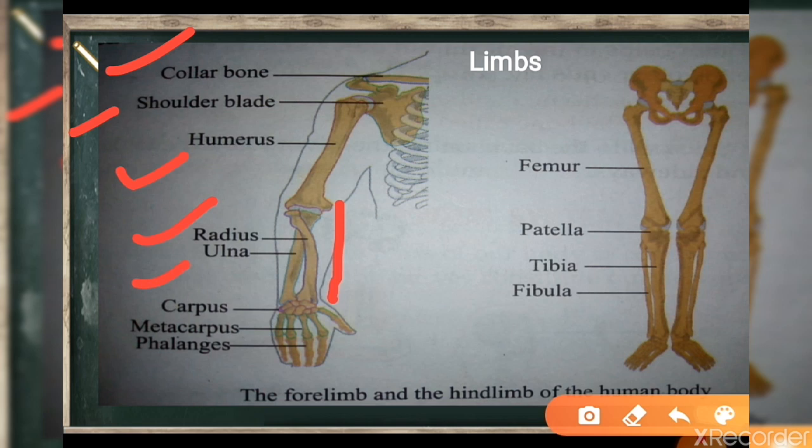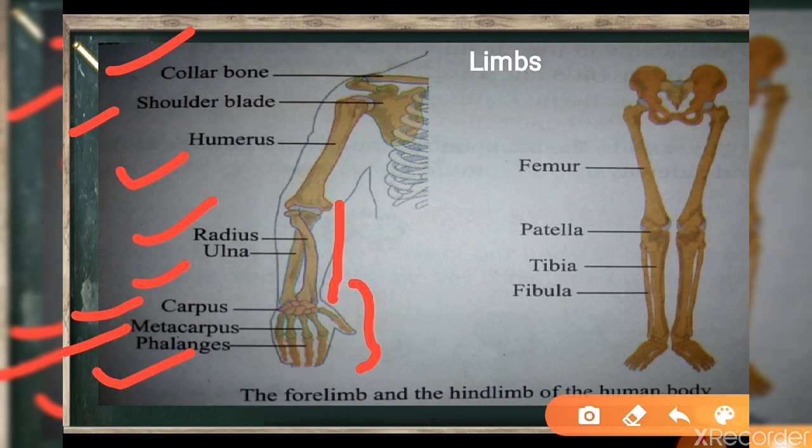Okay, the hind limbs. Let me discuss this finger part also. Your wrist has the carpus. The back part of the fingers is the metacarpus and the main part is the phalanges. These are all names you have to learn. Collarbone, where your shirt collar comes. Shoulder blade, that is your shoulder. Your upper arm is the humerus bone and the lower arm has two bones, radius and ulna. Your wrist is the carpus, then metacarpus and phalanges.